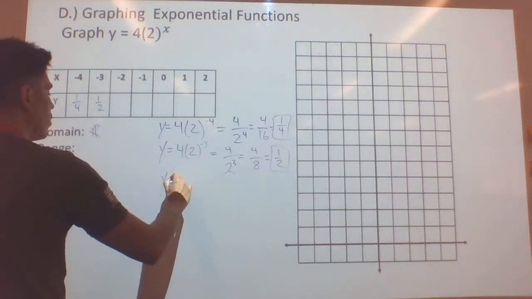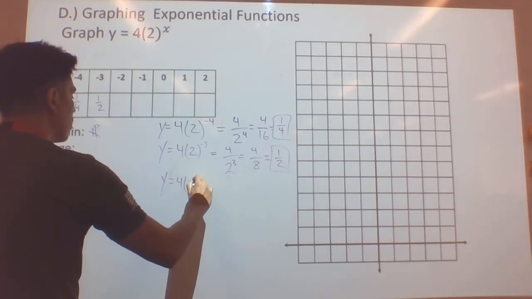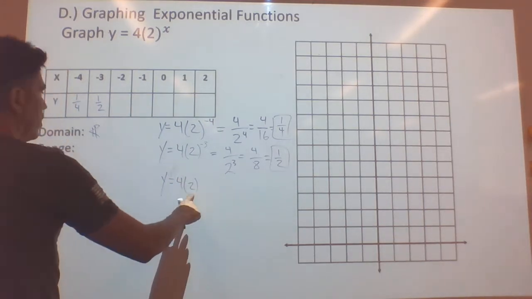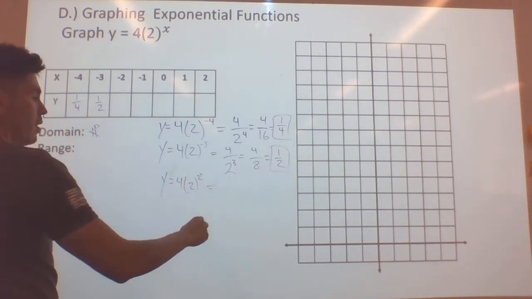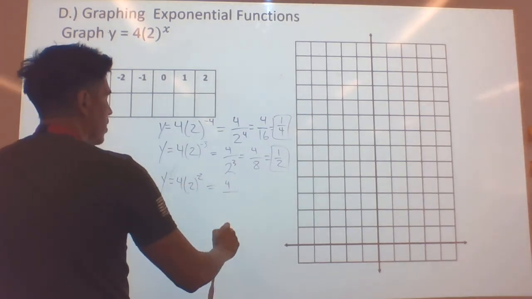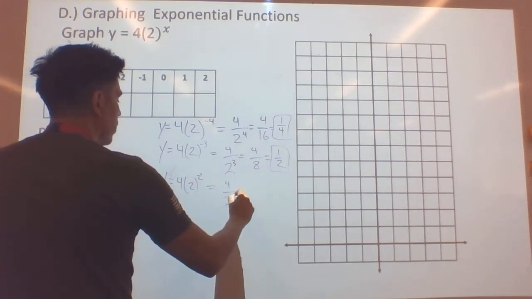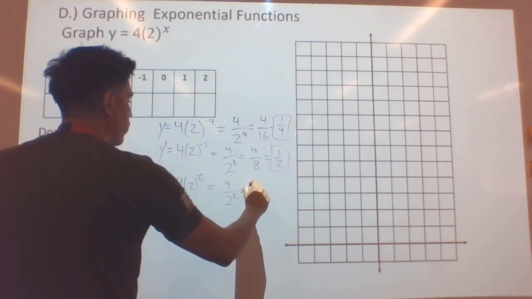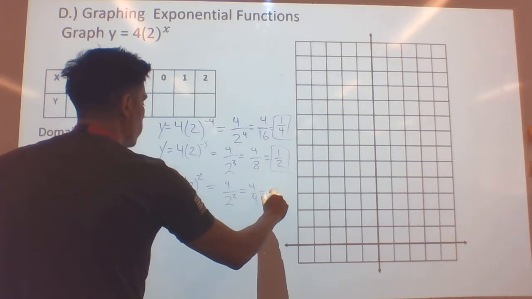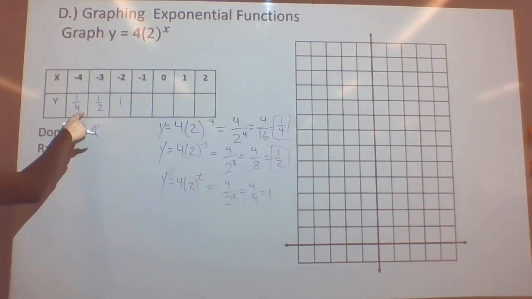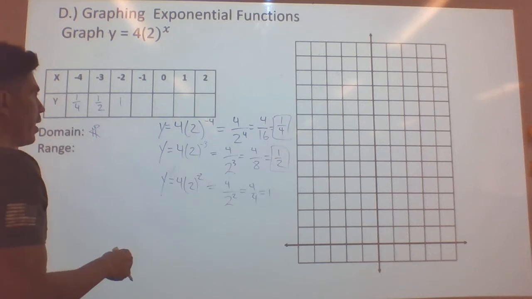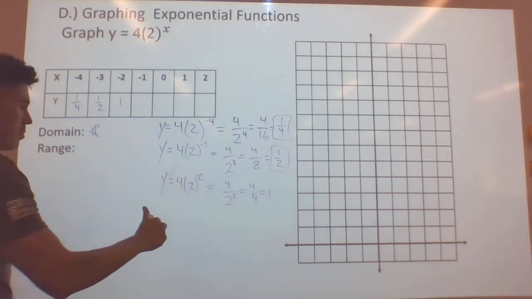We're going to do it again. 2 raised to the negative second power. Once again, you can't have negative exponents. So we have 4, stays on the top. We have 2 squared. 2 squared is 4. 4 over 4 is just 1. So you can already see what's happening here. We're multiplying by a certain factor. We're multiplying by 2, it seems.